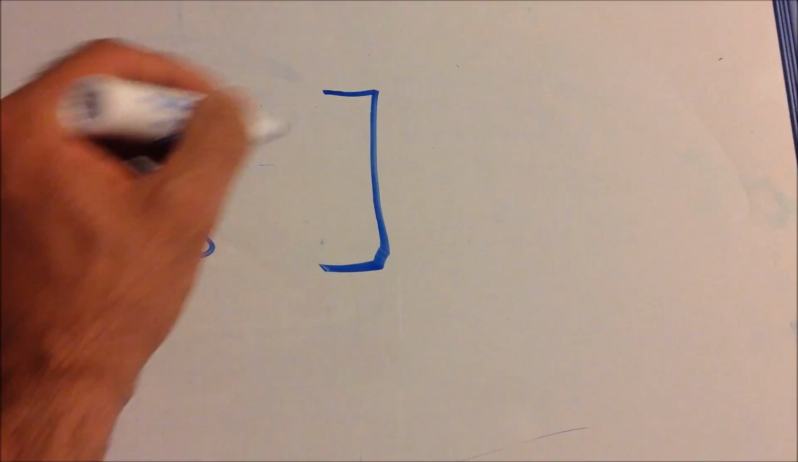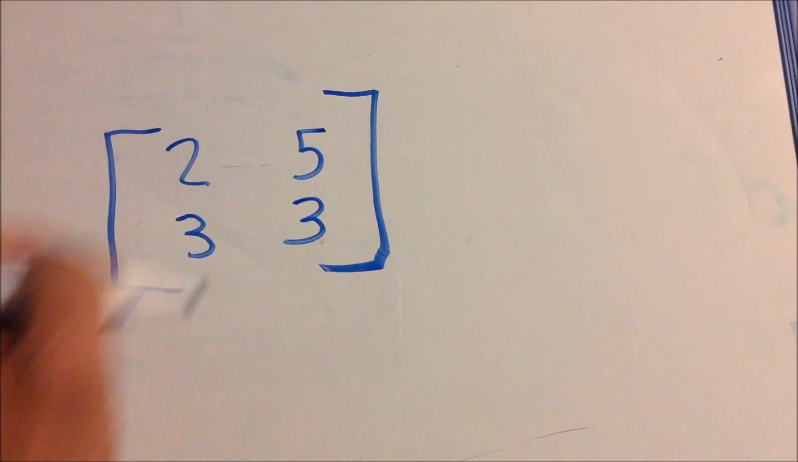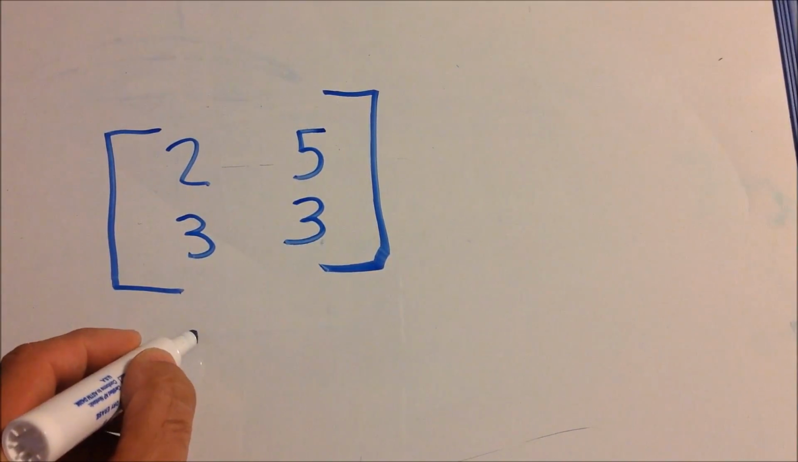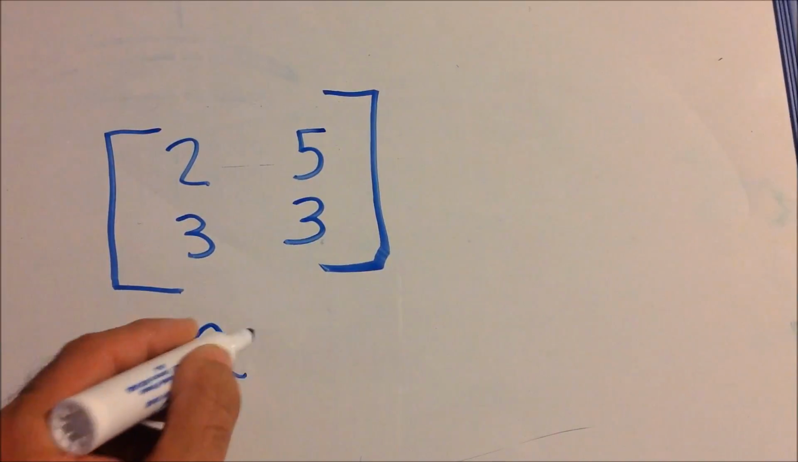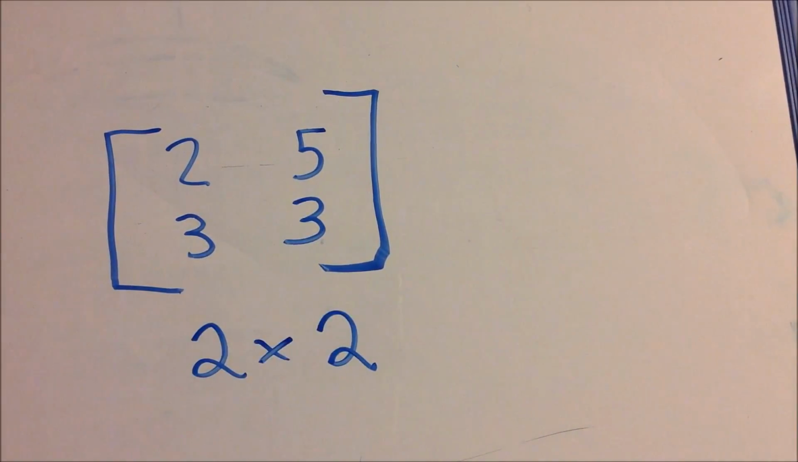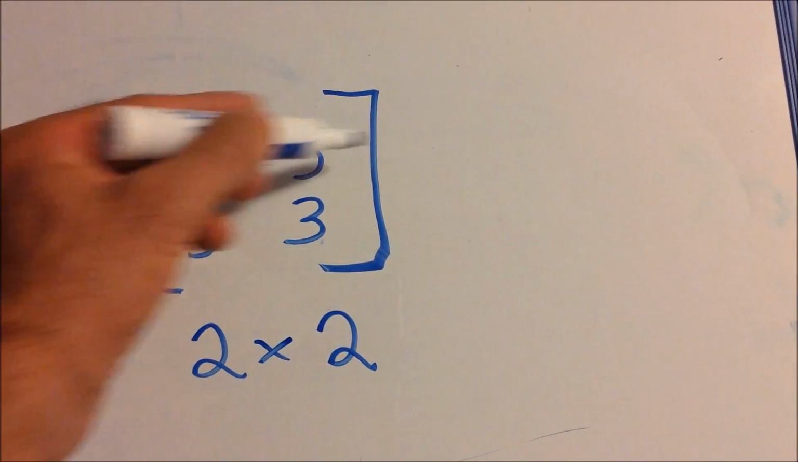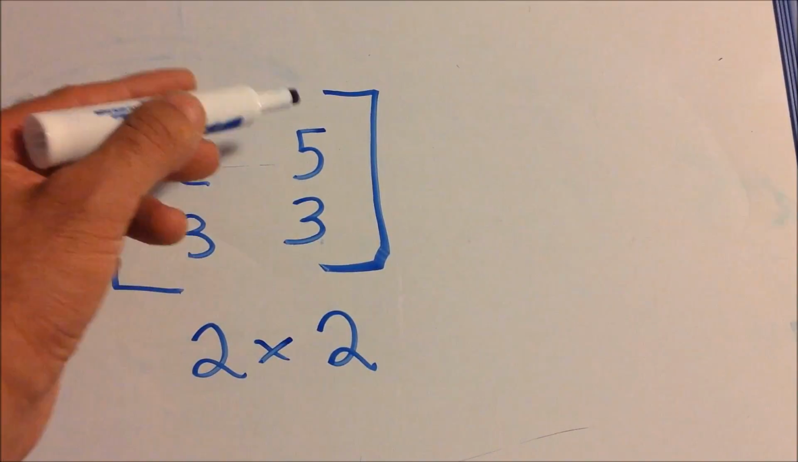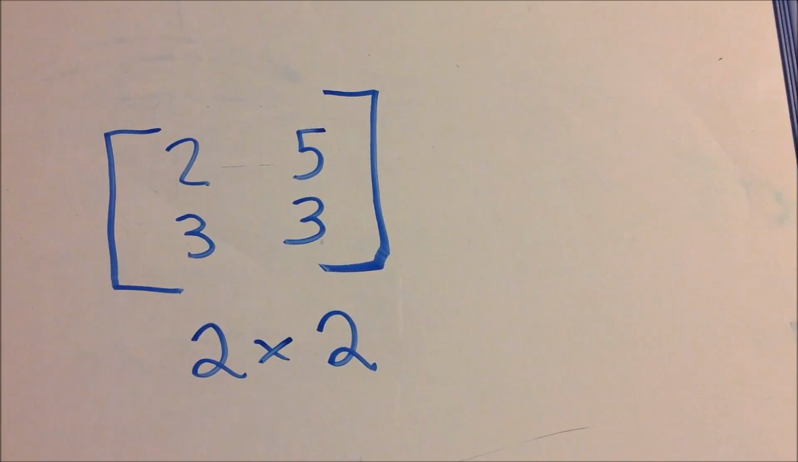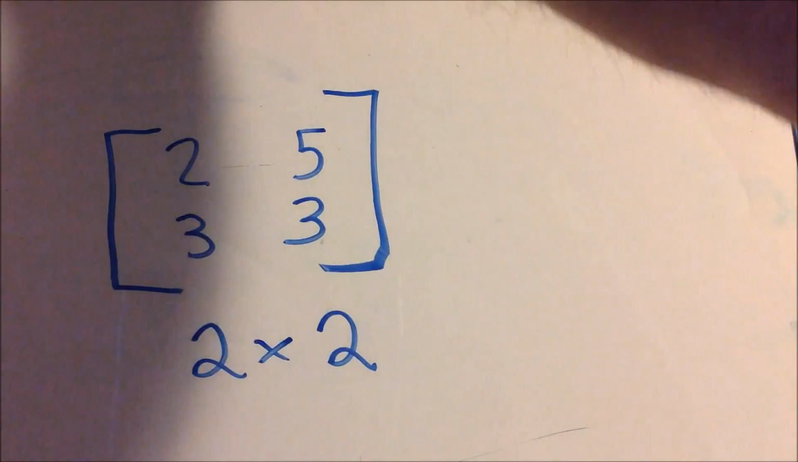So I can have numbers like this. And this is a square matrix, but it's a 2 by 2 matrix. It has 2 rows, and rows go left to right, and has 2 columns. That's why it's a 2 by 2. So I'll give you another example.